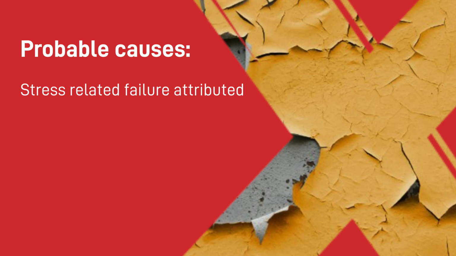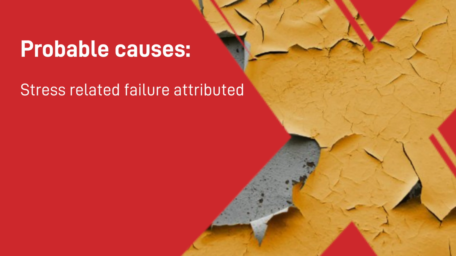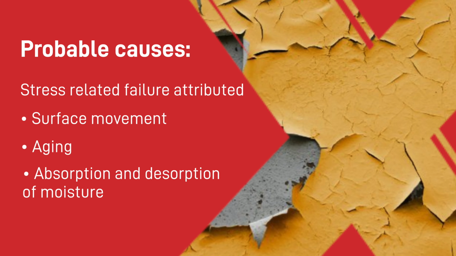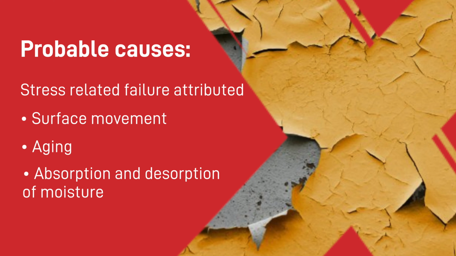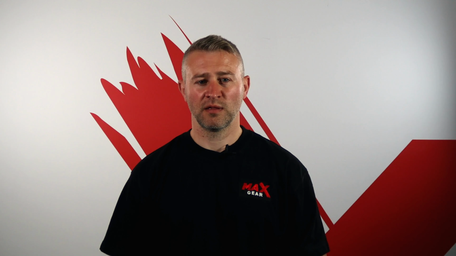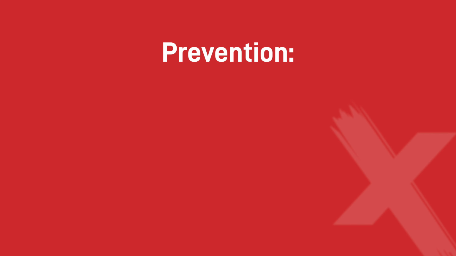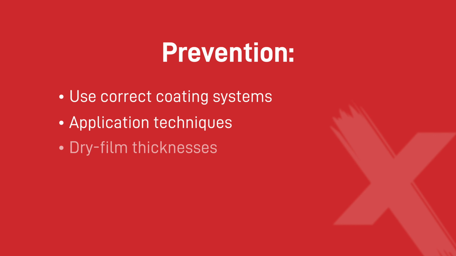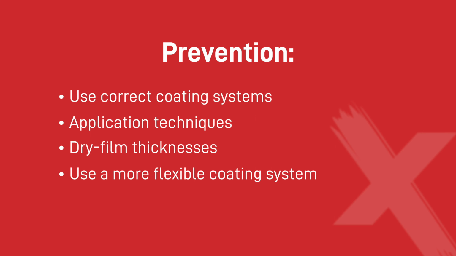Cracking is number 14. Generally a stress-related failure and can be attributed to surface movement, aging, absorption and desorption of moisture and general lack of flexibility of the coating. The thicker the paint film, the greater the possibility it will crack. To prevent this, use the correct coating systems, application techniques and dry film thickness levels. Alternatively, use a more flexible coating system to provide a buffer against cracking.